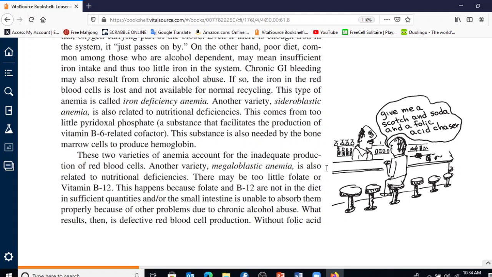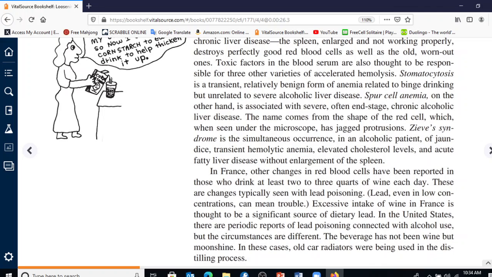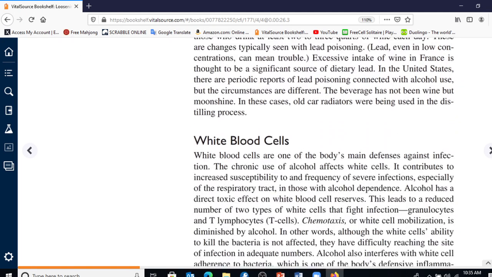There's megaloblastic anemia. Most of these are related to nutritional deficiencies. Too little folate or vitamin B12 will give you megaloblastic anemia. Certain anemias, for instance sickle cell, are genetically transferred, or spur cell anemia, which is genetically transferred as well. Alcohol interferes with the manufacture of red blood cells, and so anemia is common with heavy drinkers.